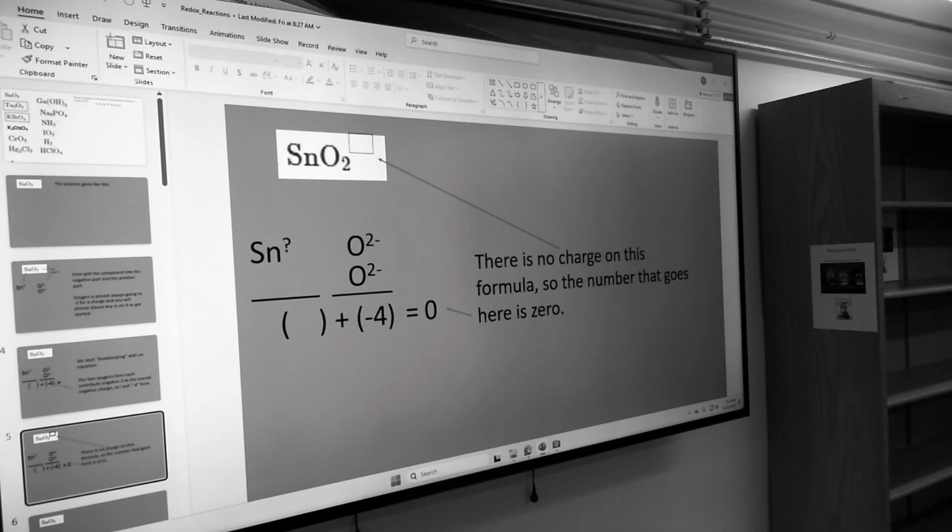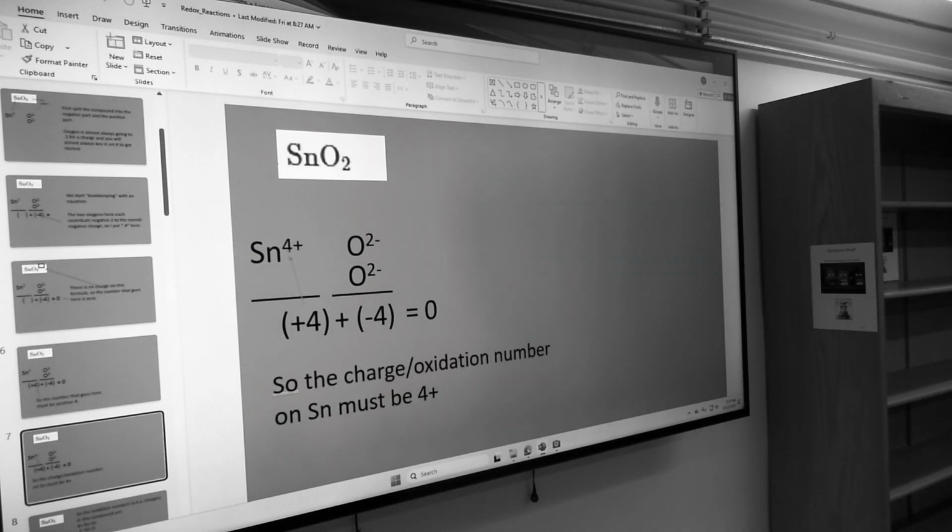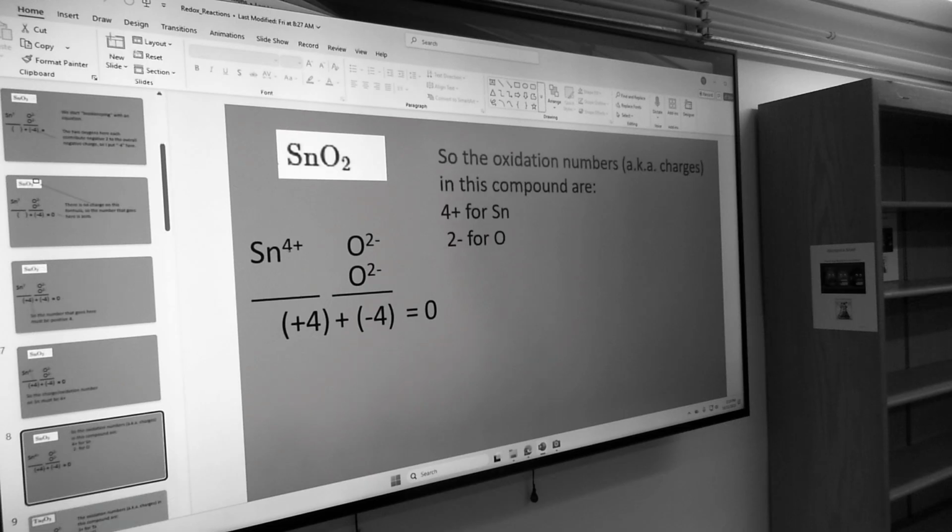Okay, so if you just looked at this as it is, what needs to go in that parentheses on the left? For this to equal 0, this needs to be +4. There's only one Sn up here, so the +4 goes on the Sn. That should look familiar. We almost literally did exactly that in the ion chapter. But what this means is, did I state it here? Yeah, so the oxidation numbers, and they are essentially charges in this compound, are +4 for Sn and -2 for oxygen. So all of that should look familiar. Don't complicate it. It's very, very similar to what we've done before.